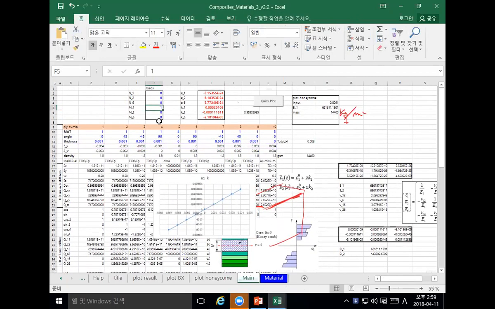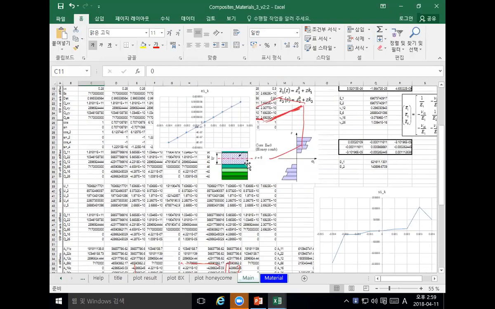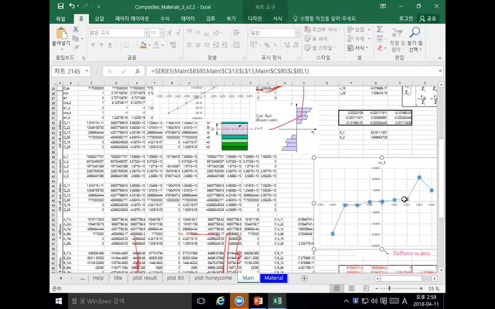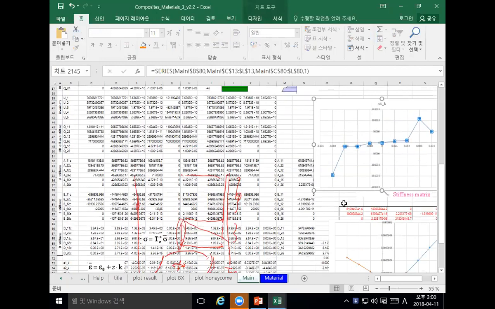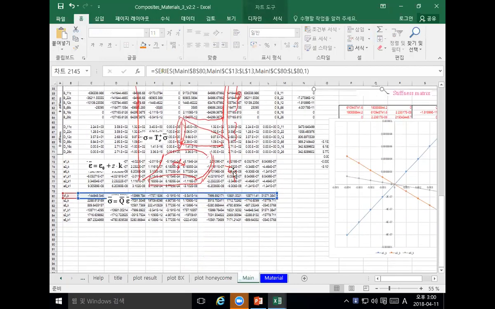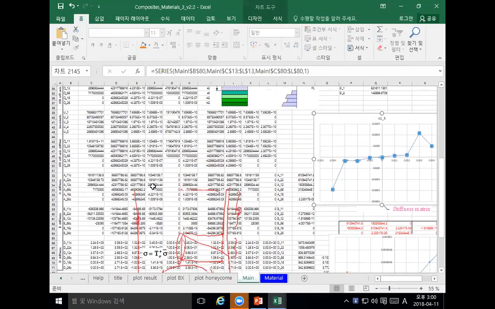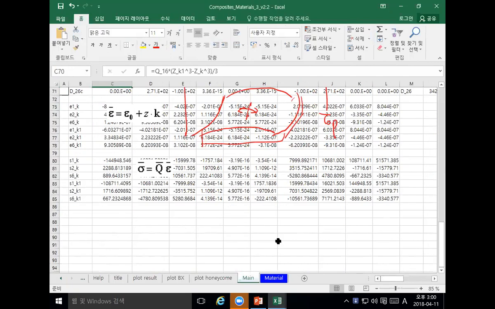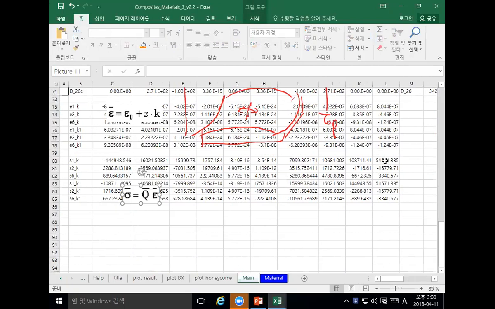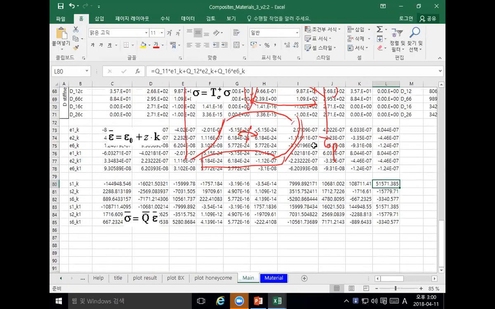Moment one. Yeah, we applied the moment one, by the way. And zero. Why is the stress not correct? Okay, let me. This sigma one, it's not easy to understand.